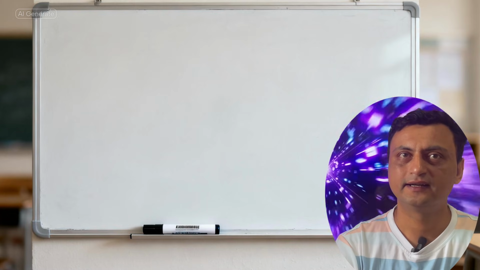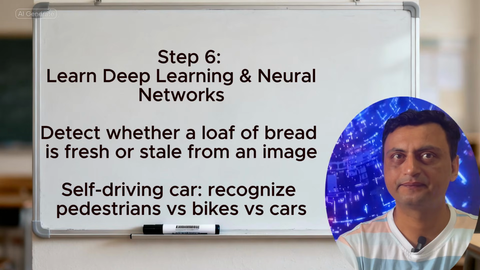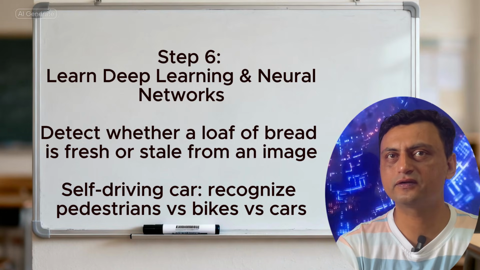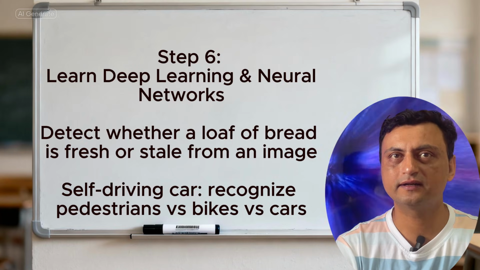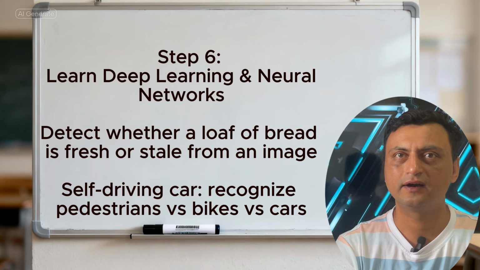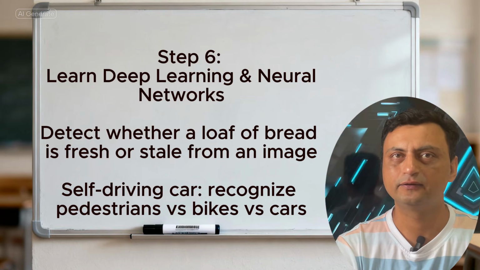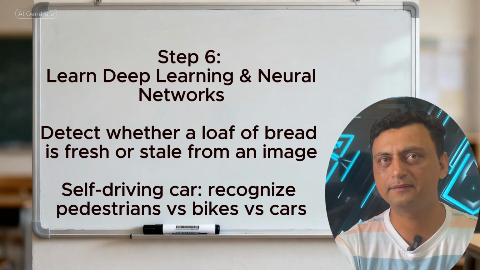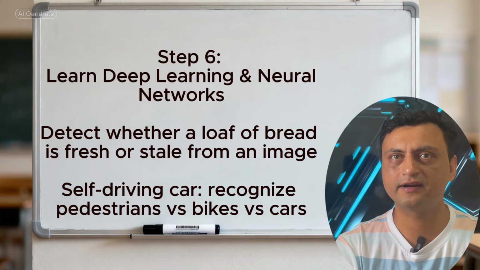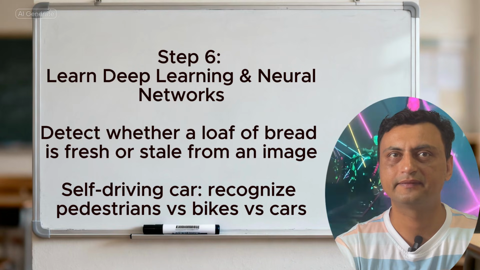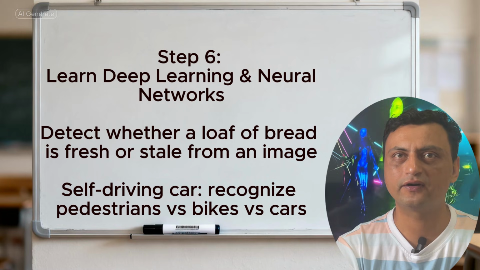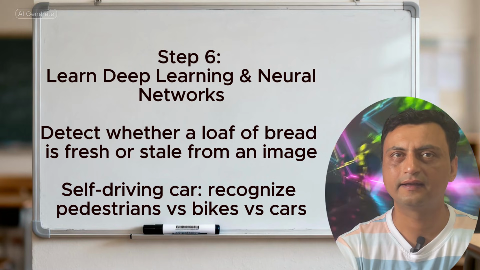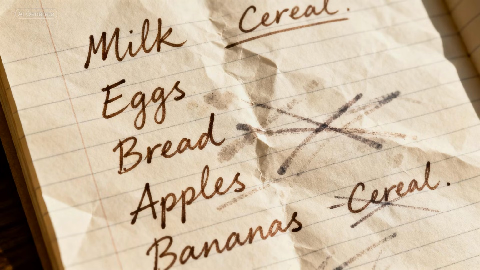Step 6, learn deep learning and neural networks. Deep learning uses neural networks to learn complex patterns. For example, detect whether a loaf of bread is fresh or stale by analyzing an image of the bread. For a self-driving car, learn to recognize a pedestrian versus a bike versus a cat in real time. For another example, automate image classification for hardware faults. Next example is to create a model that can detect a handwritten grocery note or shopping list.